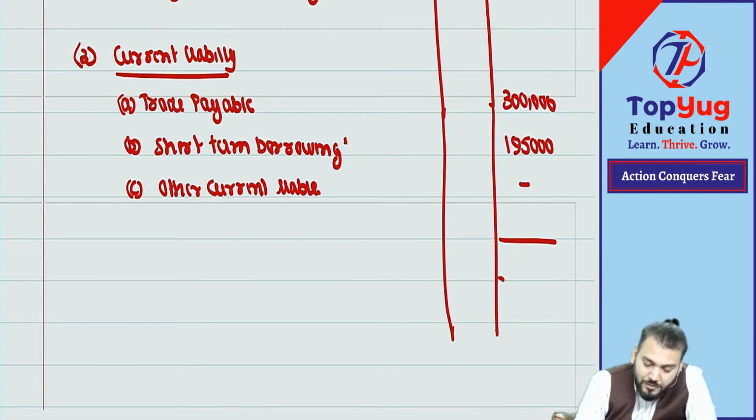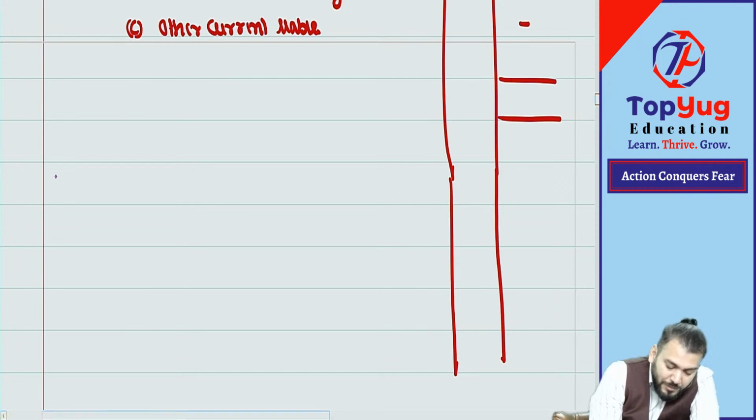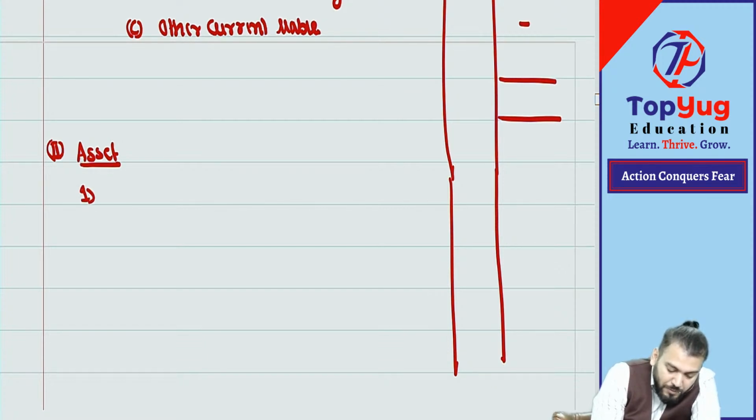Right now don't make total. I just want to inform you some point. Don't make total. Then coming to point number 2, assets. Point number 2, assets. First what we write down? Point number 1, non-current asset. Under non-current asset, first what we write down?